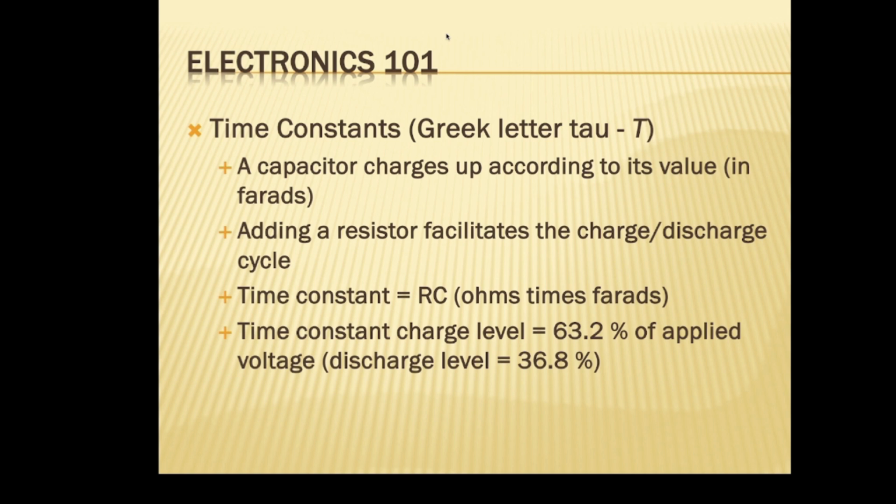The capacitor is considered charged if the charge level is 63% of the applied voltage. So if we're applying 10 volts and it charges up to 6.3 volts, it will be considered charged. Likewise, when we discharge it, we don't have to take it all the way down to 0. And there's some reasons for that.